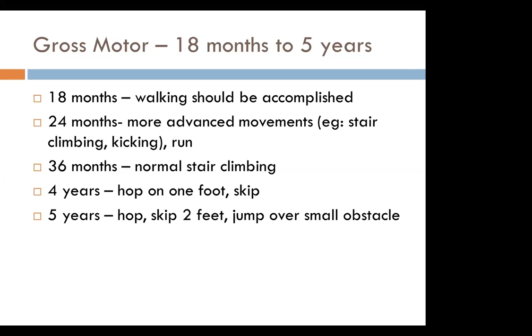24 months, so more advanced movement. This is when they usually run. Okay, start to climb the stairs, but not the normal type of stair climbing that we get. Sometimes 2 feet at a time usually. 36 months, normal stair climbing. 4 years, they start to hop. 5 years, hop and skip, jump 2 feet, kick the ball. Okay.